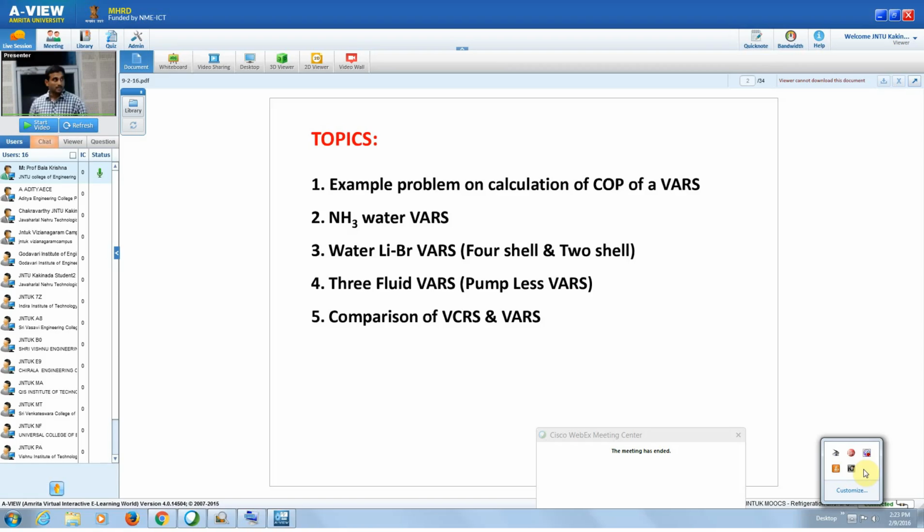It is also called the pumpless vapor absorption refrigeration system, where there won't be any mechanical pump or mechanical energy required to drive the system. The last one is the comparison between the vapor compression refrigeration system and the vapor absorption refrigeration system.